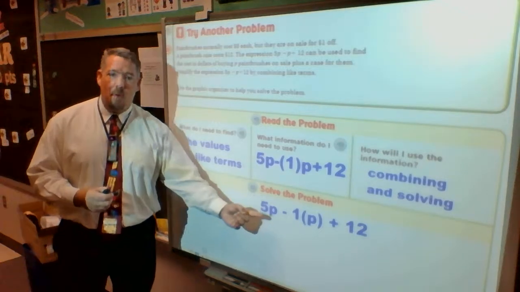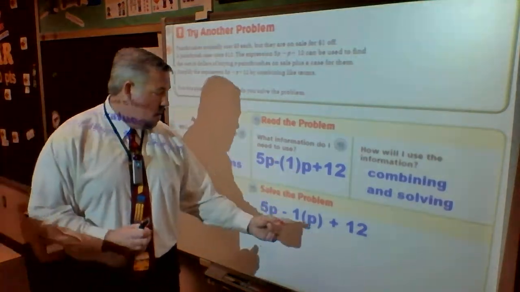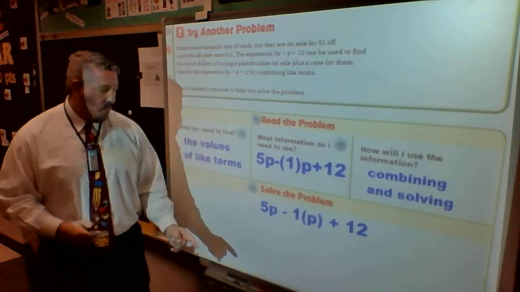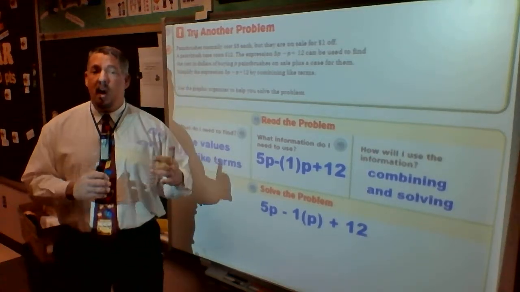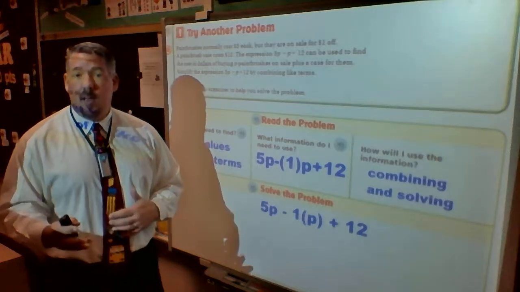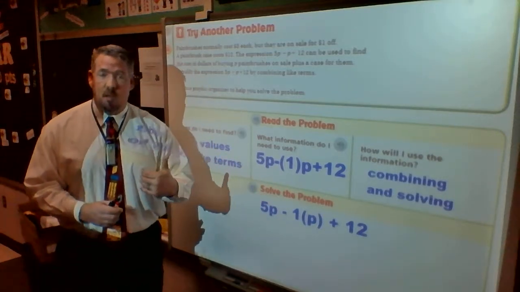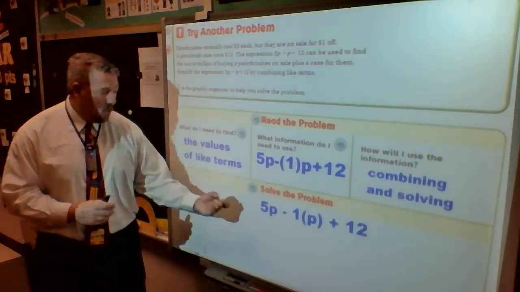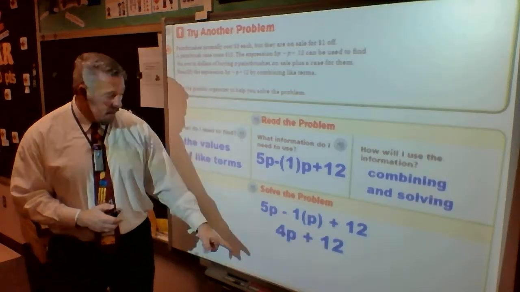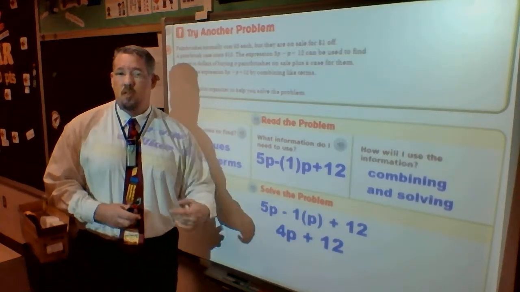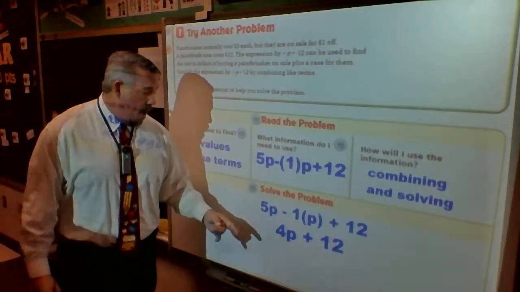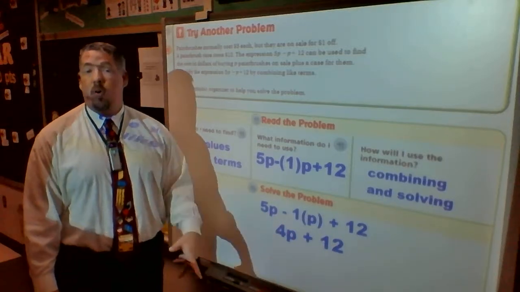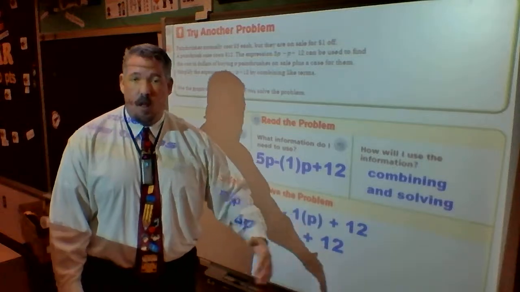So if I have 5p minus the 1p, or just p on itself, plus 12, then I know my p's are my like terms. That's why I put the 1 there, because if you take 5p and you minus p, you may not think, well, that's not really a like term. Well, it is, because they both have the same variable with them. So if I understand that's a 1, then my subtraction, 5p minus 1p, gives me 4p plus 12. What that is saying is, if I know how many paintbrushes are being ordered, I'm spending $4 per paintbrush, then I'm also going to spend $12 on the case.